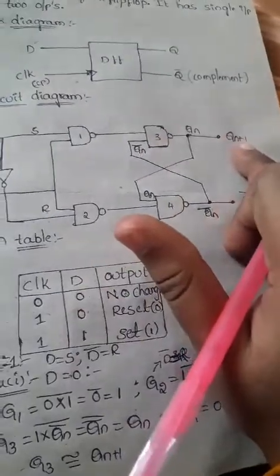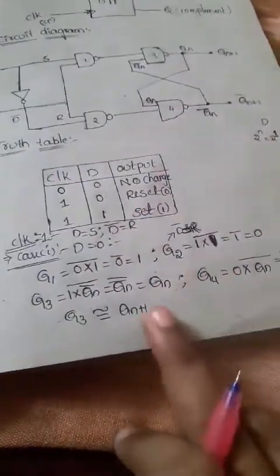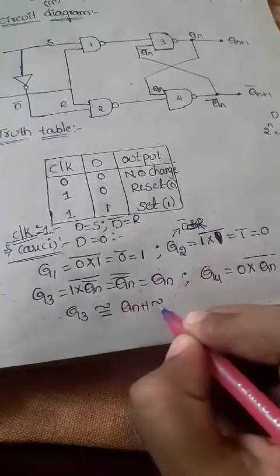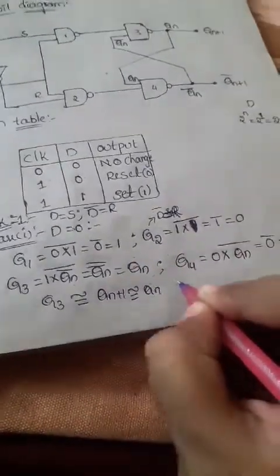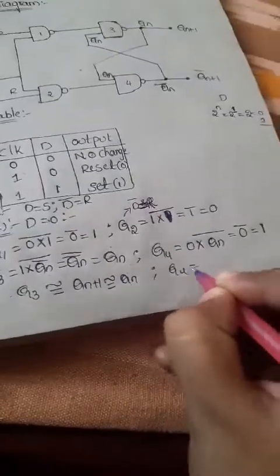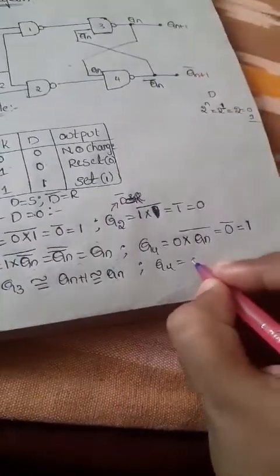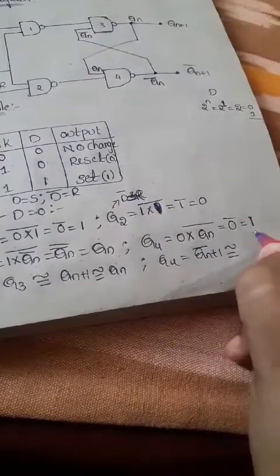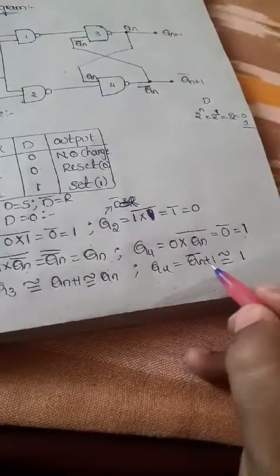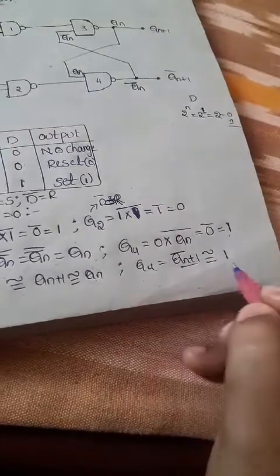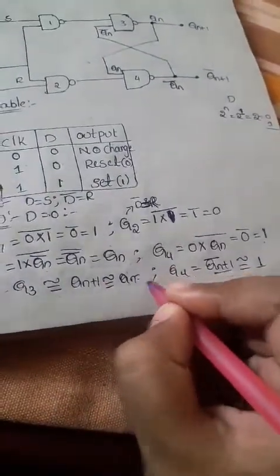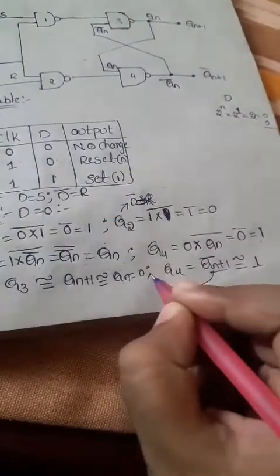Is it right? Check it. The G3 result is exactly equal to the Qn plus 1 result. So that is G3, which is approximately equal to Qn. Like this way, the G4 gate result is nothing but the complement result. So Qn plus 1 complement is approximately equal to the G4 result, which is 1. You can say that if the complement value is 1, then what is the normal value? That is nothing but 0, from this we can consider.